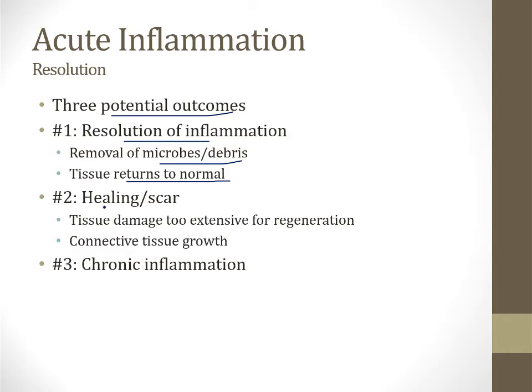Second possibility is that the tissue will heal or develop scar. This is what happens when the tissue damage is too extensive for regeneration and connective tissue has to grow to replace lost tissue. And I talk about healing and scar in a separate video. And then the third possibility is that the acute inflammation persists and now becomes chronic inflammation. So let's talk about that now.